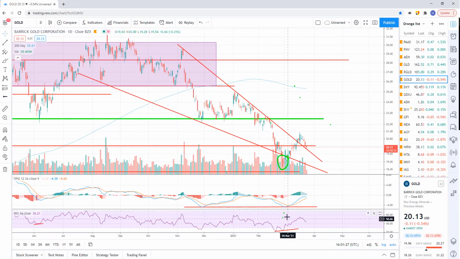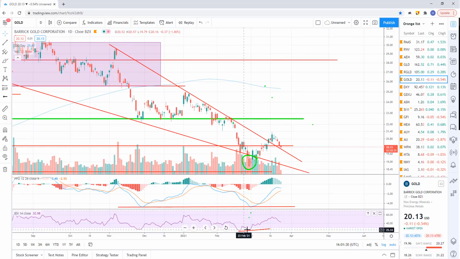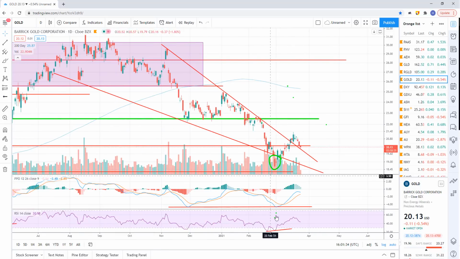Here's Barrick Gold. You can see bullish divergence right here. This was a divergent low. I circled it right there. And you can see how it made a higher low on the momentum. So yeah, bullish divergence. We've broken out.